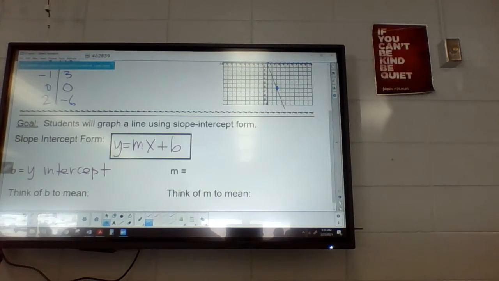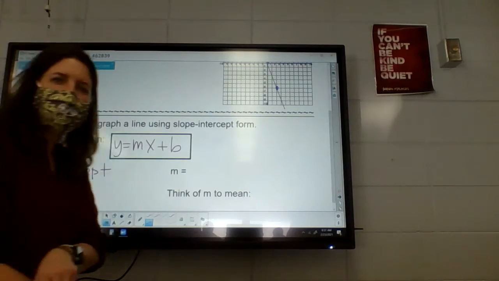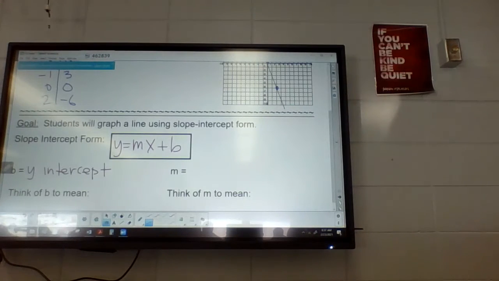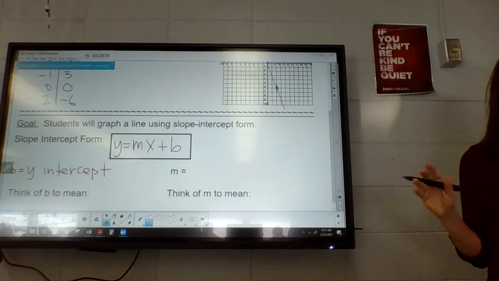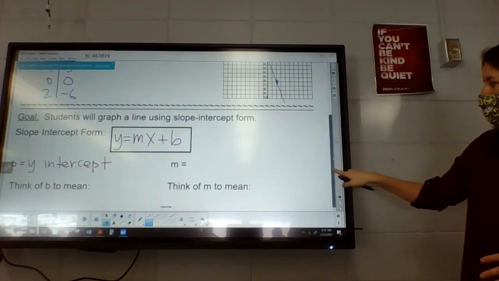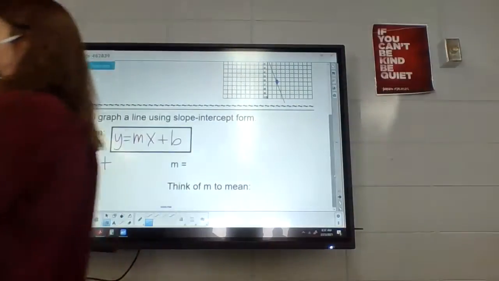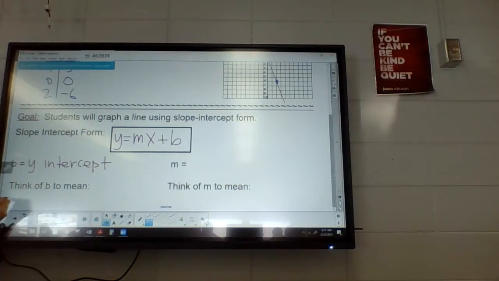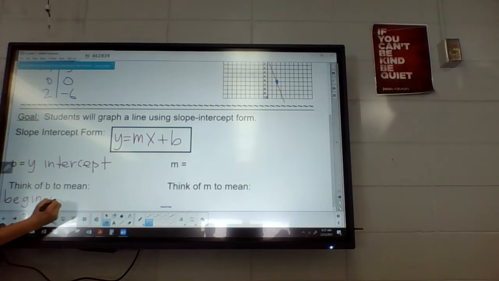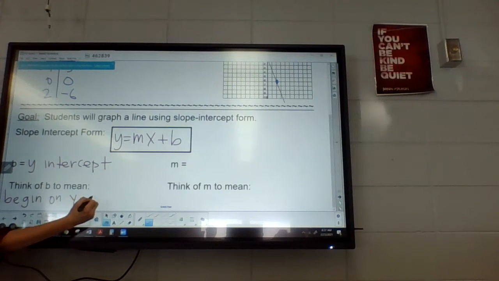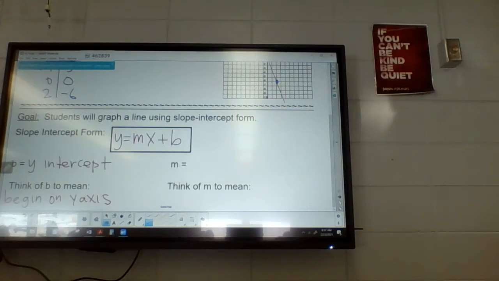Now why they chose b, I wasn't there when they chose b. I would not have probably chosen b, because anytime I write a b, it looks like a 6, or the 6 starts looking like a b. So it's a little confusing. However, a trick to remember what b means is to think of it as where you want to begin on the y-axis. So it's where I begin on the y-axis.